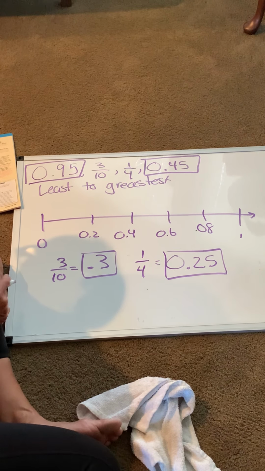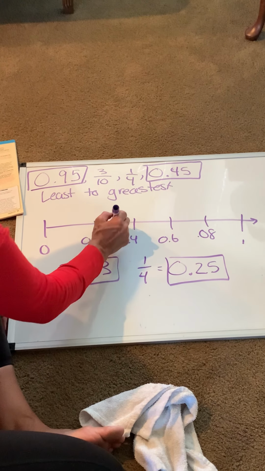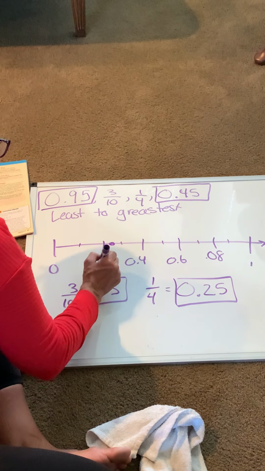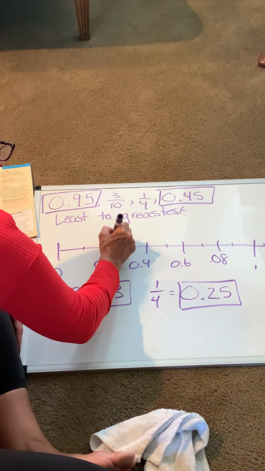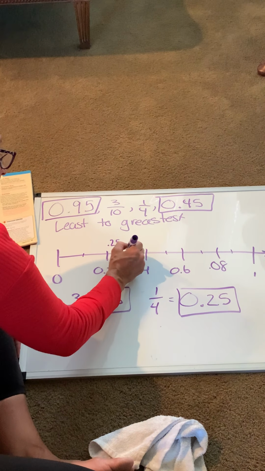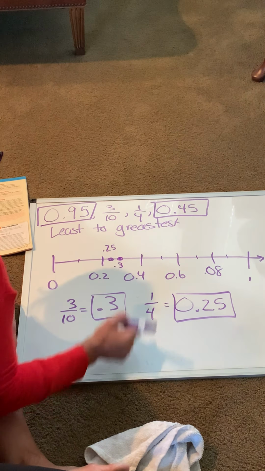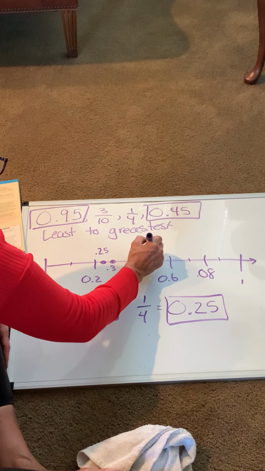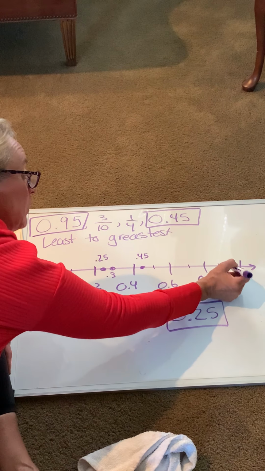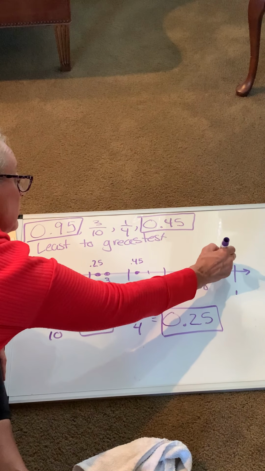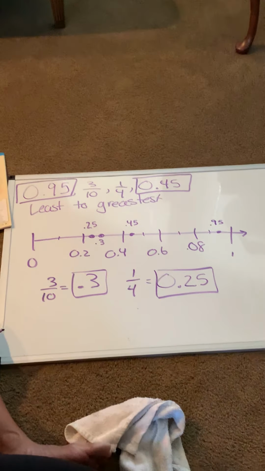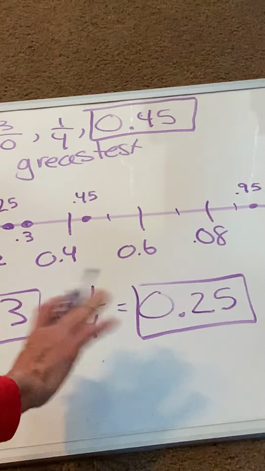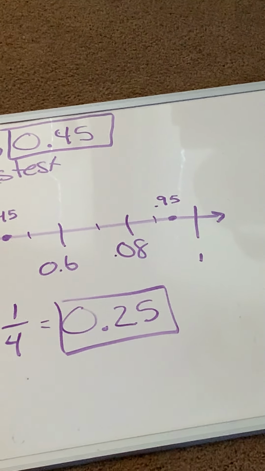So 0.25 is going to go right between 0.2 and 0.3. 0.3 is going to go right here at 0.3. 0.45 is going to go between 0.4 and 0.5. And 0.95 is going to go between 0.9 and 1. Okay? So that is the easiest way to compare and order these types of fractions and decimals.